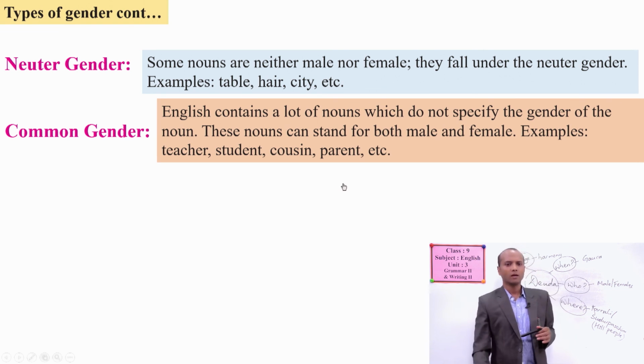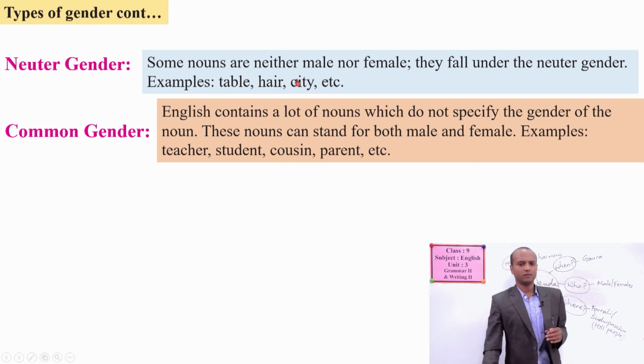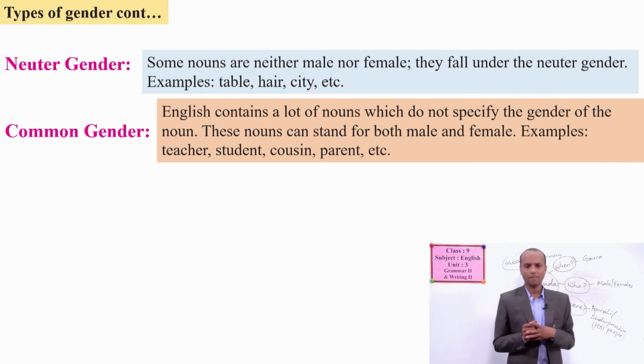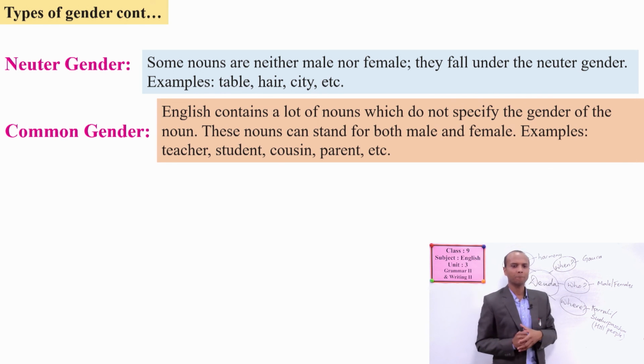Okay. Some nouns are neither male nor female. Okay, they fall under the neuter gender. For example, table, hair, city, chair, marker, camera, etc. Or this board, something like that. Last is common gender, means having both the properties. For example, a teacher. Got it?